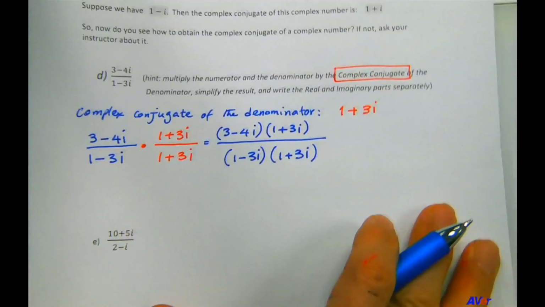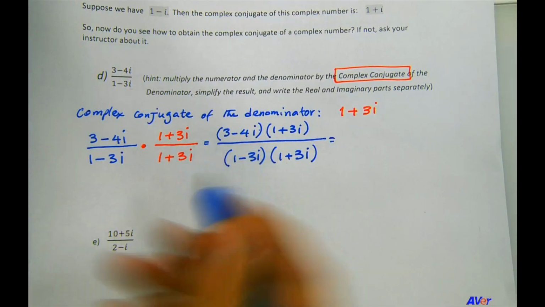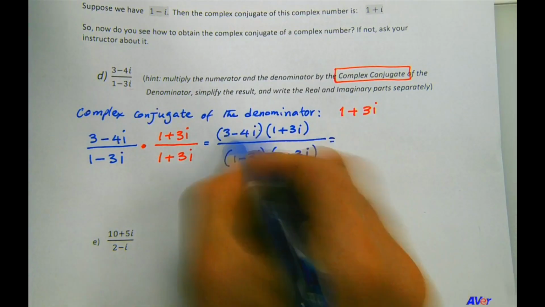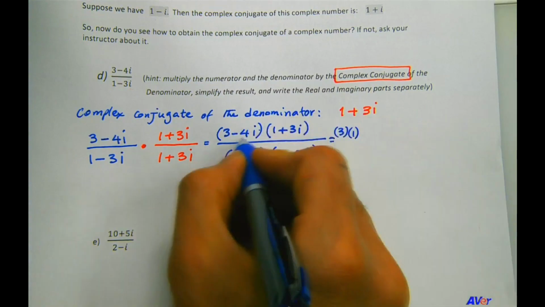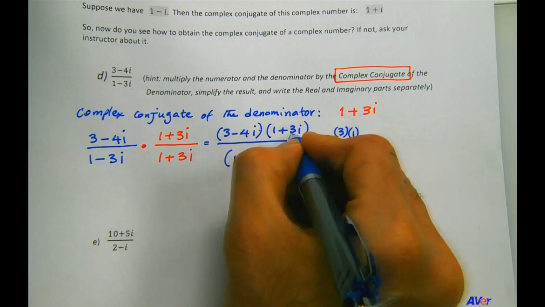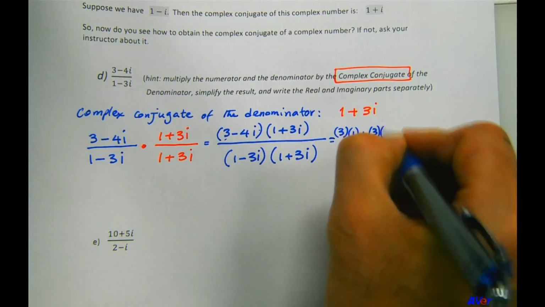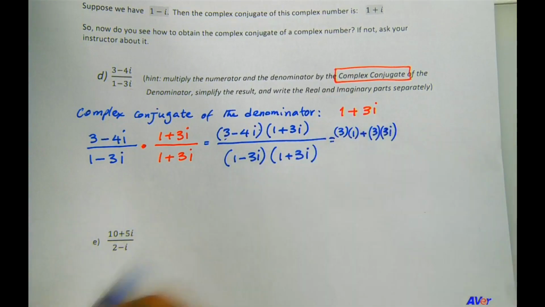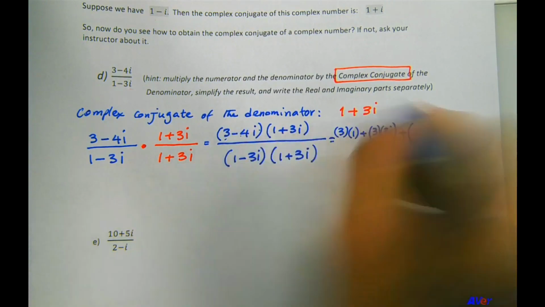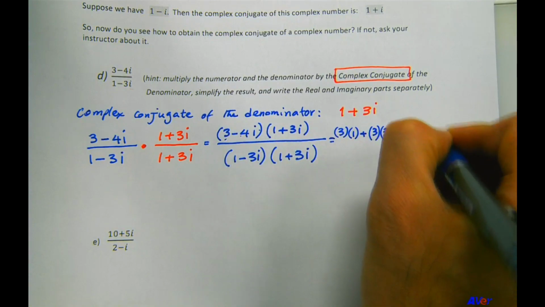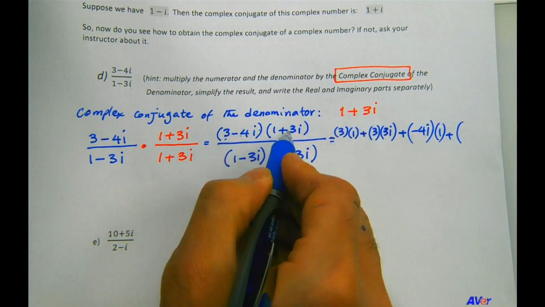Okay, so now we're going to FOIL this like we did with regular numbers, right? So 3 times 1, plus 3 times 3i. Okay, plus minus 4i times 1, plus minus 4i times 3i.